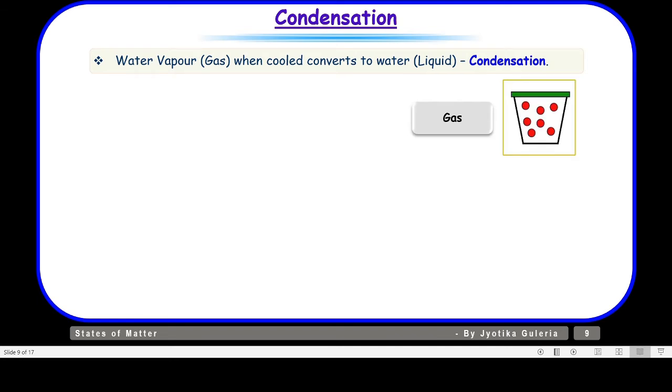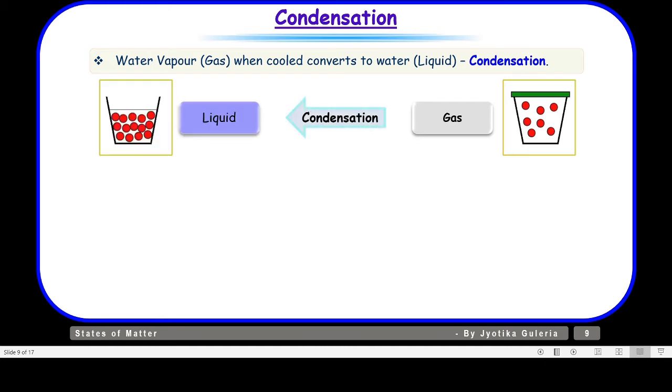So we know the arrangement of particles in case of gases is like this, and once they condense to form liquids, as we know, on cooling the particles will come closer to each other and the gas will take up the form of liquid. So let us take up the example of condensation. These are very common examples of condensation.